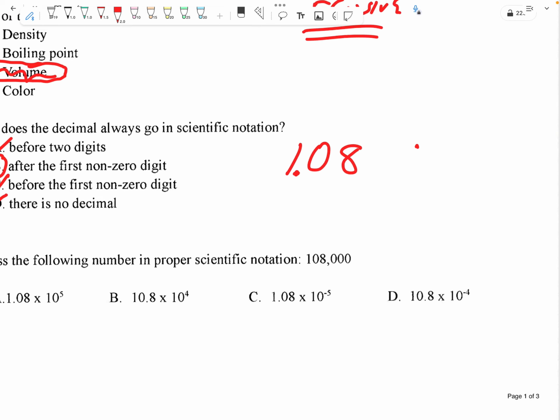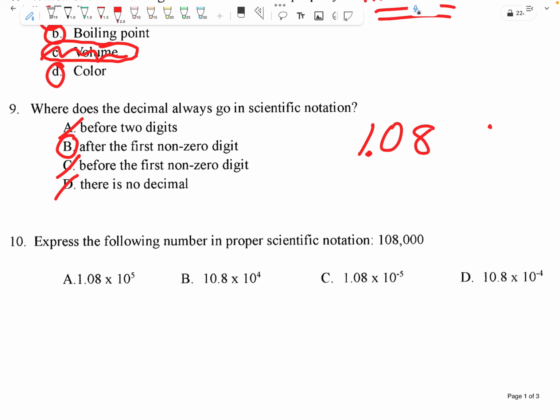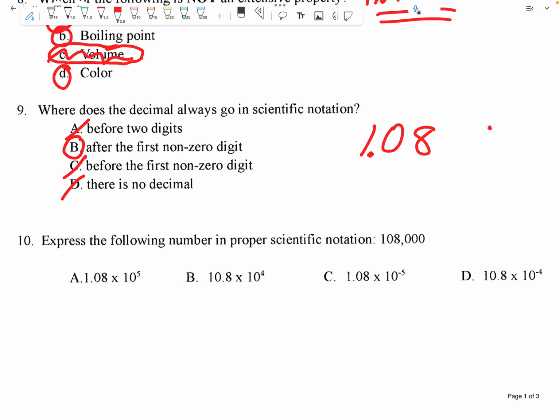Okay. Expressing the following in proper scientific notation. We have 108,000 here. So remember, the decimal goes in between the first 2 digits or after the first non-zero digit, so it goes there. And we're going to move that decimal to the right to find out how many spaces we moved it. 1, 2, 3, 4, 5. It's a number greater than 1. And so the answer happens to be 1.08 times 10 to the 5th.